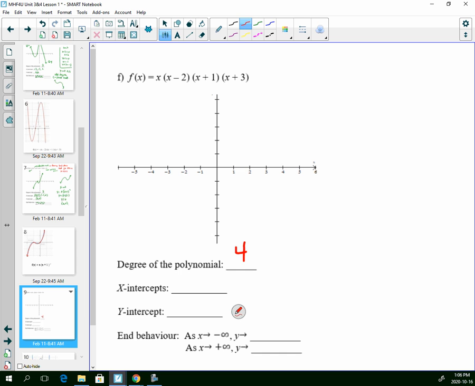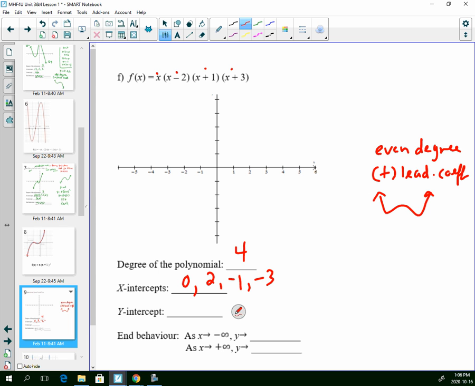And it's a positive leading coefficient. So if it's an even degree and a positive leading coefficient, I know both ends are going to go in the same direction and they will both go up because it's positive. How many x-intercepts do I have? I have 1 there at 0. I have 1 there at 2. I have 1 there at -1. And I have 1 there at -3. So I'll put those on my x-axis.